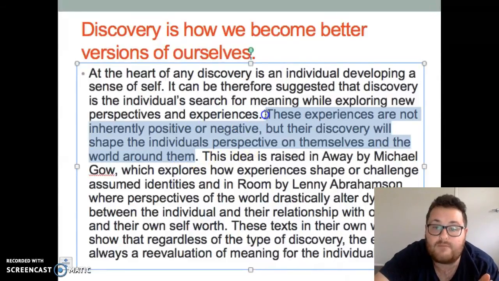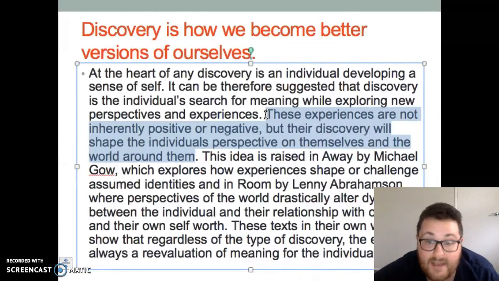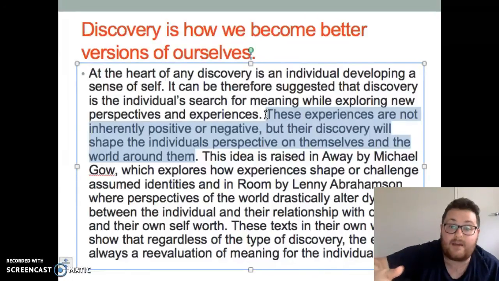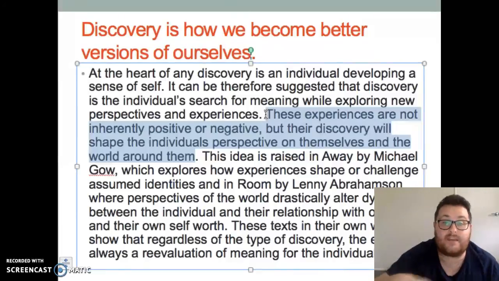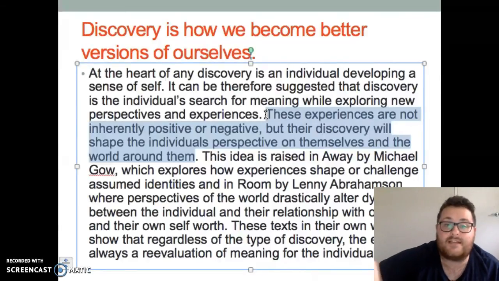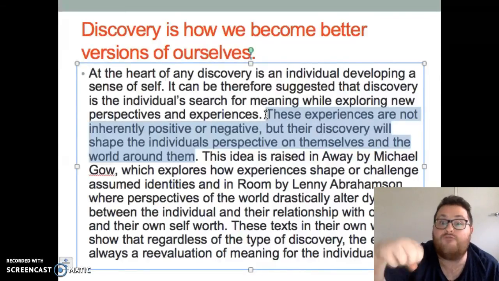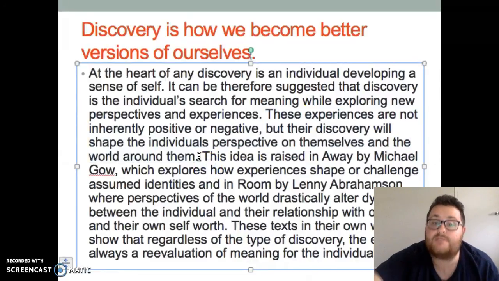So I've presented my thesis by saying that discovery is the individual search for meaning. I've then clarified that by saying that discovery is about the individual perspective, and it's talking about the individual perspective of self as well as the world around them. Okay? The essay question is talking about self-discovery. I've said that it also includes the world around them, so you can talk about them as long as it relates back to that central idea of the search for meaning. I've then introduced my text. This idea is raised in a way by Michael Gow.